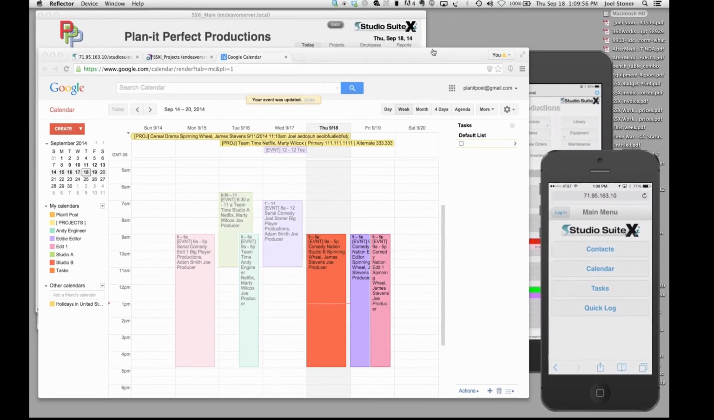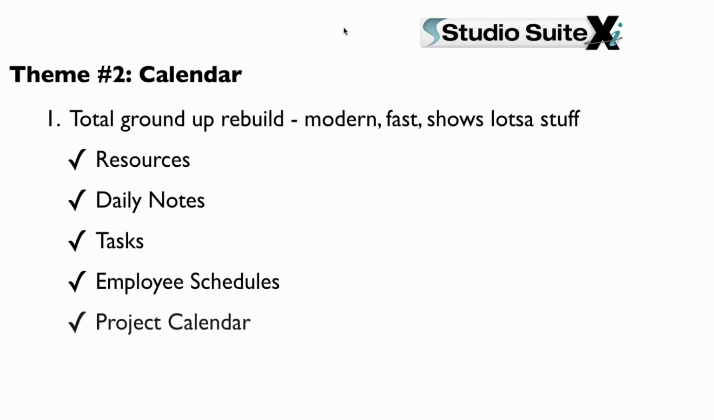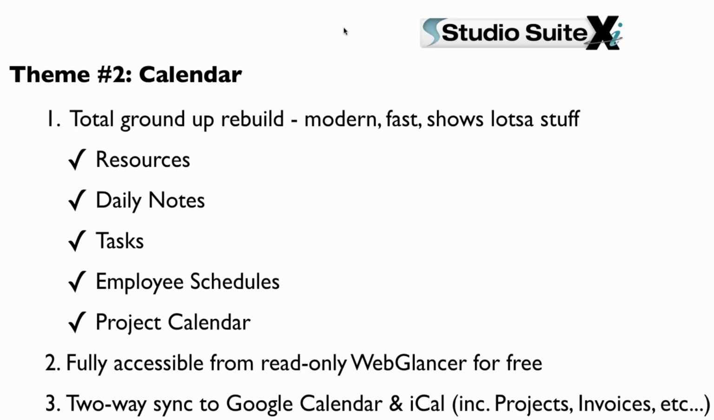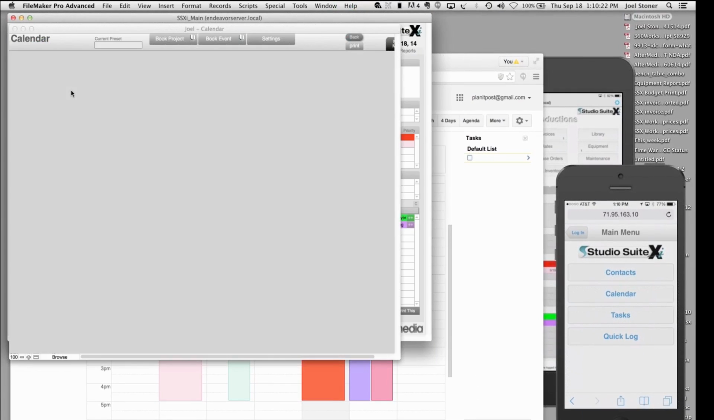I think the next thing on my slideshow is calendar. So here, this is a total ground up rebuild. You just saw some of it. Modern, fast, shows lots of different things. Can show your resources, your daily notes, your tasks, your employee schedules, your projects calendar. And it's fully accessible from the read-only web glancer, which we just saw, and the two-way sync to Google Calendar, which we just saw. So I'm going to hide this, and then I'm going to come into the desktop version and show you a little bit more about this.